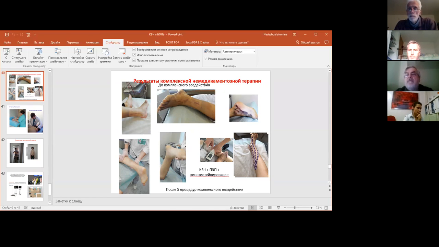Here are a few more images demonstrating the patients with acute pain in the foot, and below are the pictures after application of the treatment.